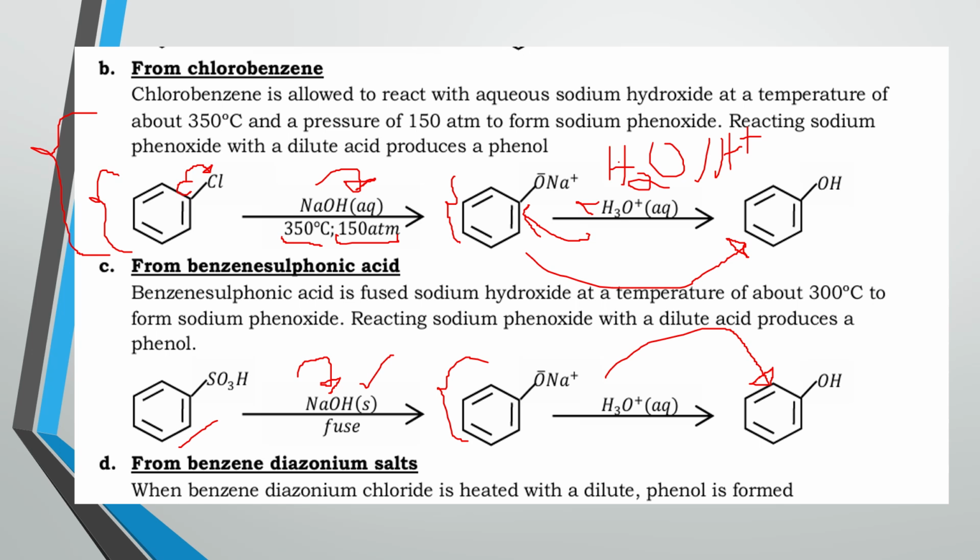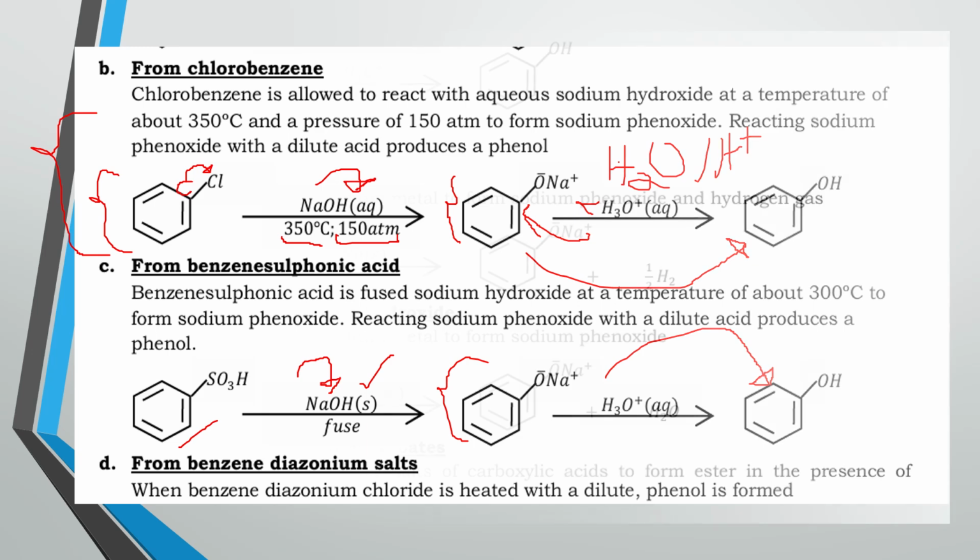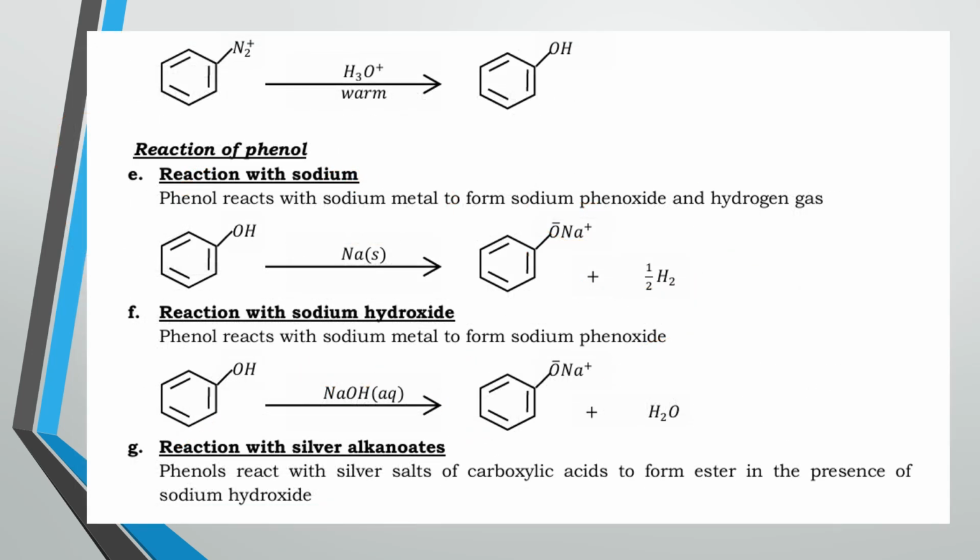Now you can also prepare phenol from benzene diazonium salt. So if you take a look at benzene diazonium salt, we can simply warm it with acidified water so that we can get phenol. Now remember, I've already talked about this reaction in the previous video about benzene together with halobenzene. So if you're having a diazonium salt, we simply get acidified water.